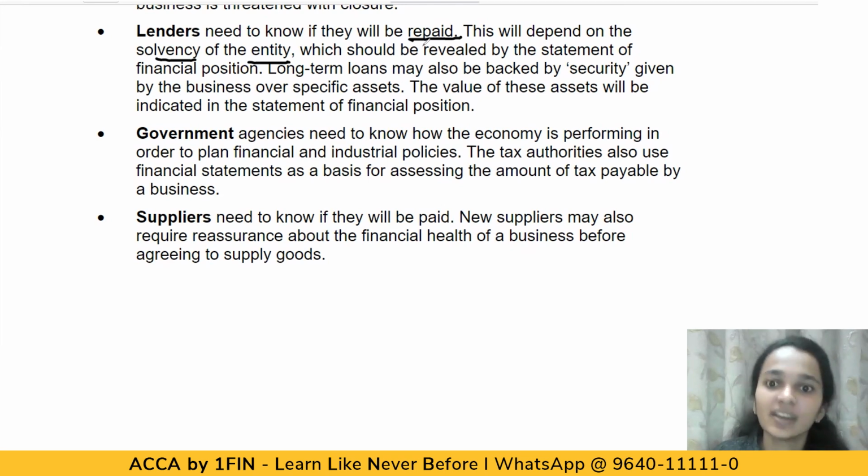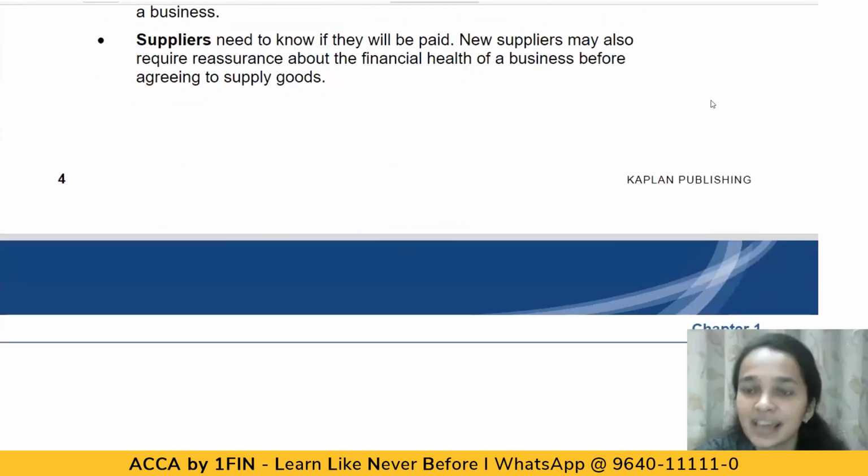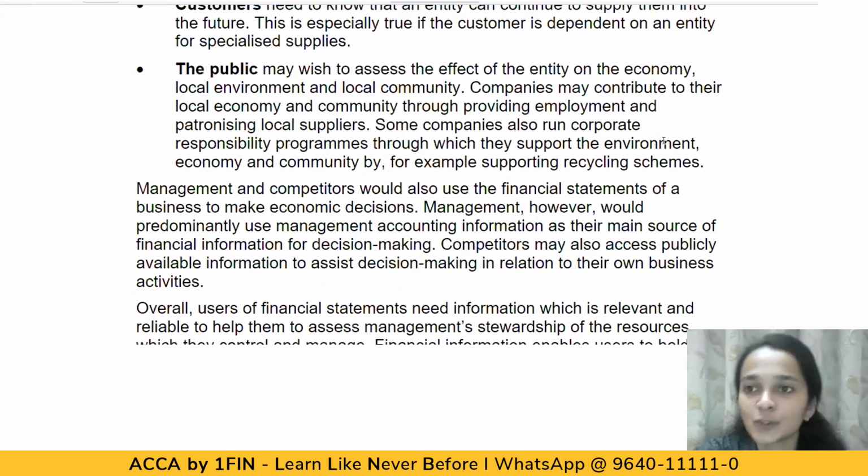And government agencies, they'll also want to know the performance of the company, and the tax authorities will want to know whether the company has paid the amount of tax which it is liable to pay. Suppliers, again, will want to know whether the company is regular in making payments or not, and whether it is safe getting into a business deal with this particular organization or not. And that's the reason why suppliers also use the financial statements.